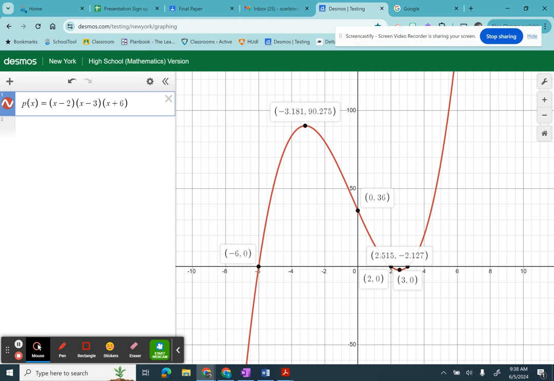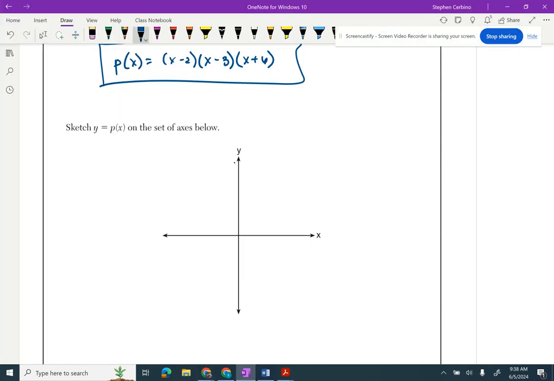So everything that you need to know about this sketch of this function is right here for you. So when you make your sketch, you want to make sure you scale it appropriately. The maximum value over here goes all the way up to almost 90, so we want to make this graph go up to like 100. The x values you could just make go out to like 10. And we want to put some specific points on this graph. So we want to put negative 6.